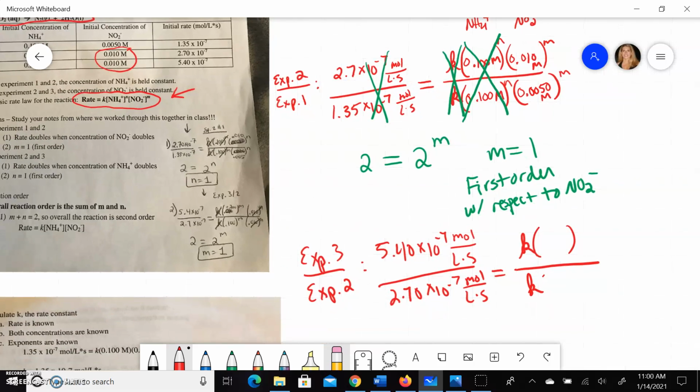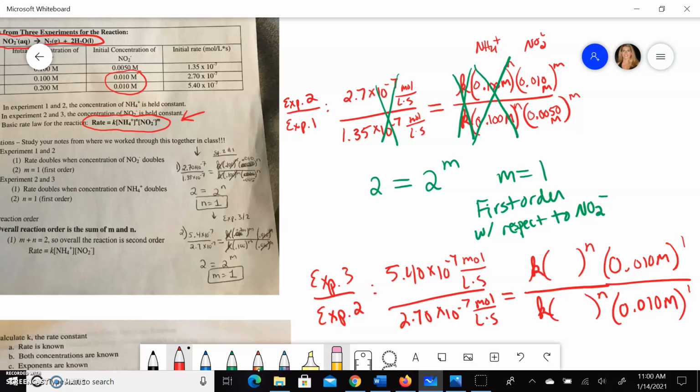We're going to put NH4 plus in these first parentheses, and then we're going to put both of these were the same, 0.010 molarity for NO2 minus. And we even know that exponent. So we could even plug in m here, which is going to be 1, because we already solved for it. And let's go back and look at our data. Here we had 0.1 for the second experiment and 0.2 for the third experiment.